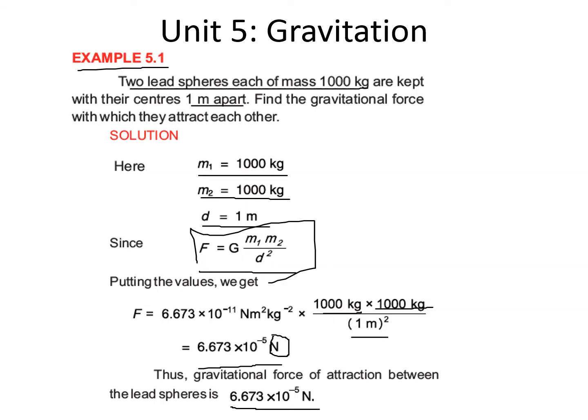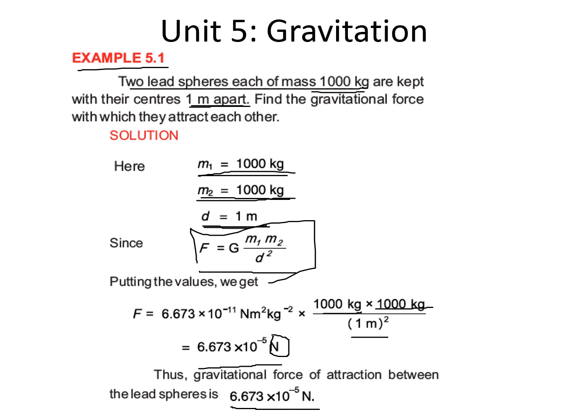So class, this is example 5.1. In this example, it is given to us that two lead spheres, each of mass 1000 kg, are kept with their centers 1 meter apart. Find the gravitational force with which they attract each other. So the mass of the spheres is the same for lead. So m1 will be equal to 1000 kg, and m2 will also be equal to 1000 kg, and the distance they are apart from their centers is 1 meter. So d will be equal to 1 meter, right?